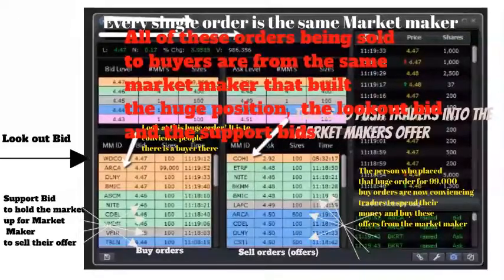What you see on a DOM or a level 2 is someone else's version of the truth, right? What you see is one market maker who's controlling the whole thing, and every single bid and offer, right, is that one market maker. This market maker is controlling the entire order book to convince people there is a big buyer by pushing traders into his offer. People see this and they're like, oh, looky there. I'm okay to trade because I see this on the DOM, right?